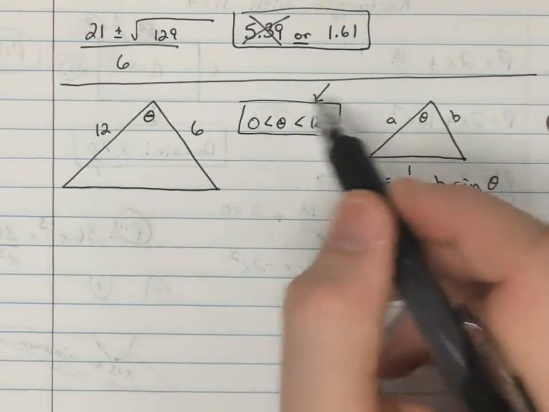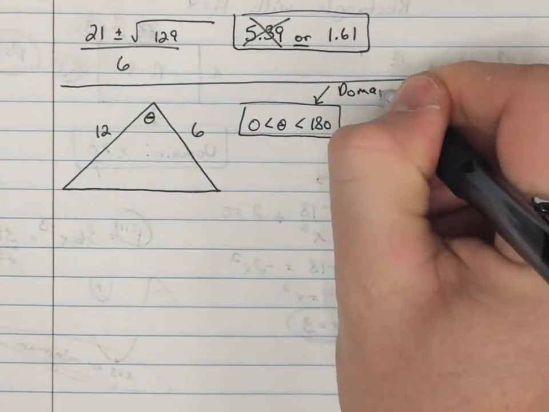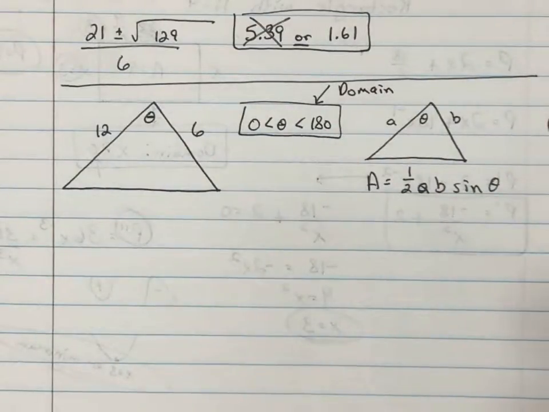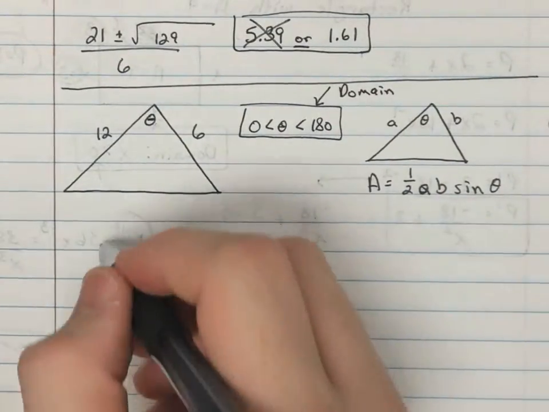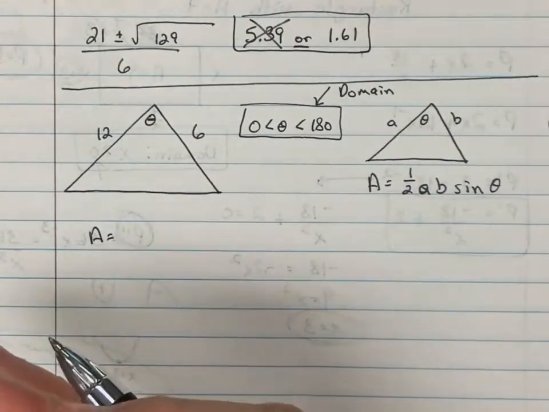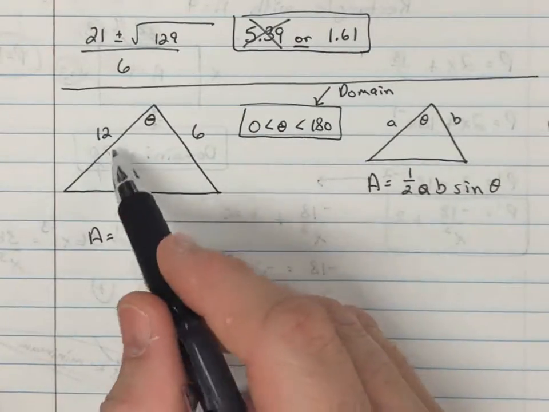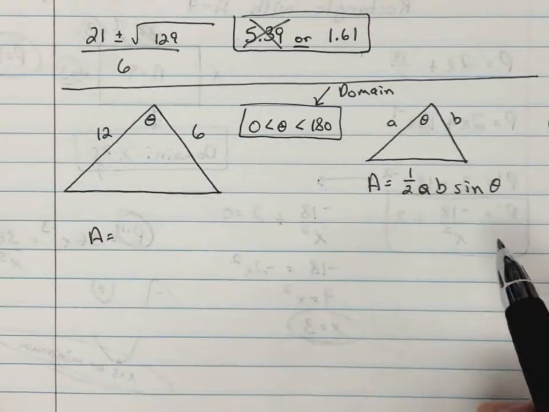So this is very important that you restrict your domain, that you figure out what values of theta my problem can actually have. So here we go. In order to maximize area, we need a formula for area. So the first step is to actually write a little formula. What's the relationship amongst these values?